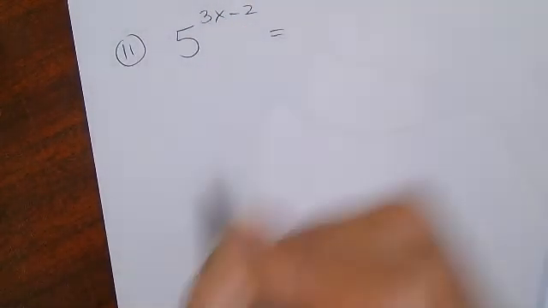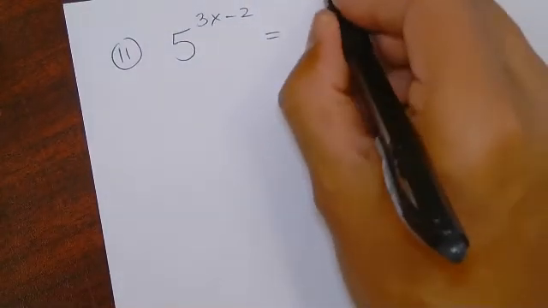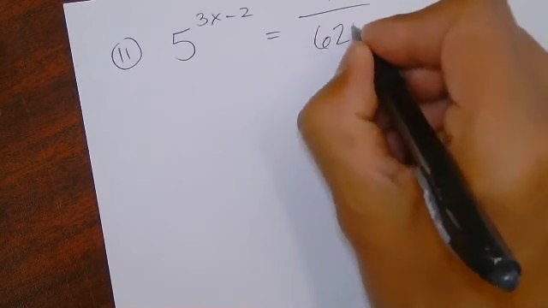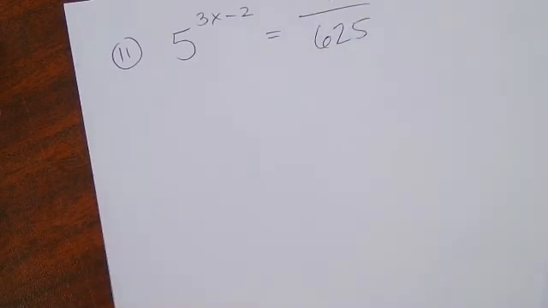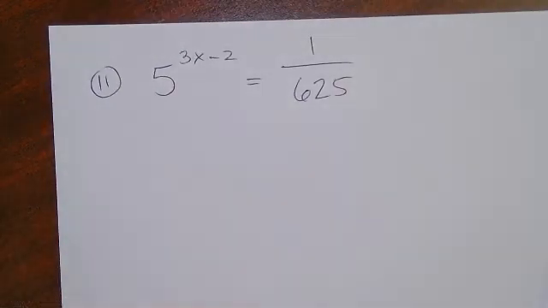Okay, last one. 5 to the power of 3x minus 2 equals 1 over 625.